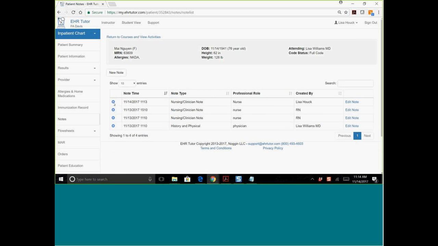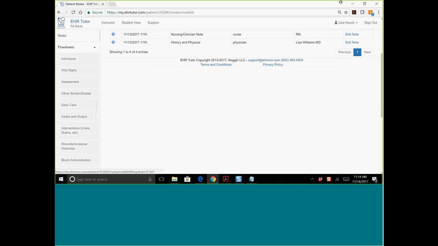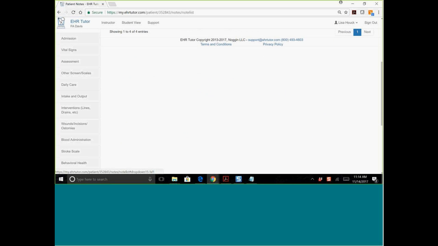And if we want to go back and read it, we can use the plus sign. Students can write as many notes as they need to. We have our flow sheets. You're going to see that we have all the workflows in our flow sheet, so that you would be doing in a simulation. Again, remember, this isn't usually bought for just one course. You can use it across curriculum.